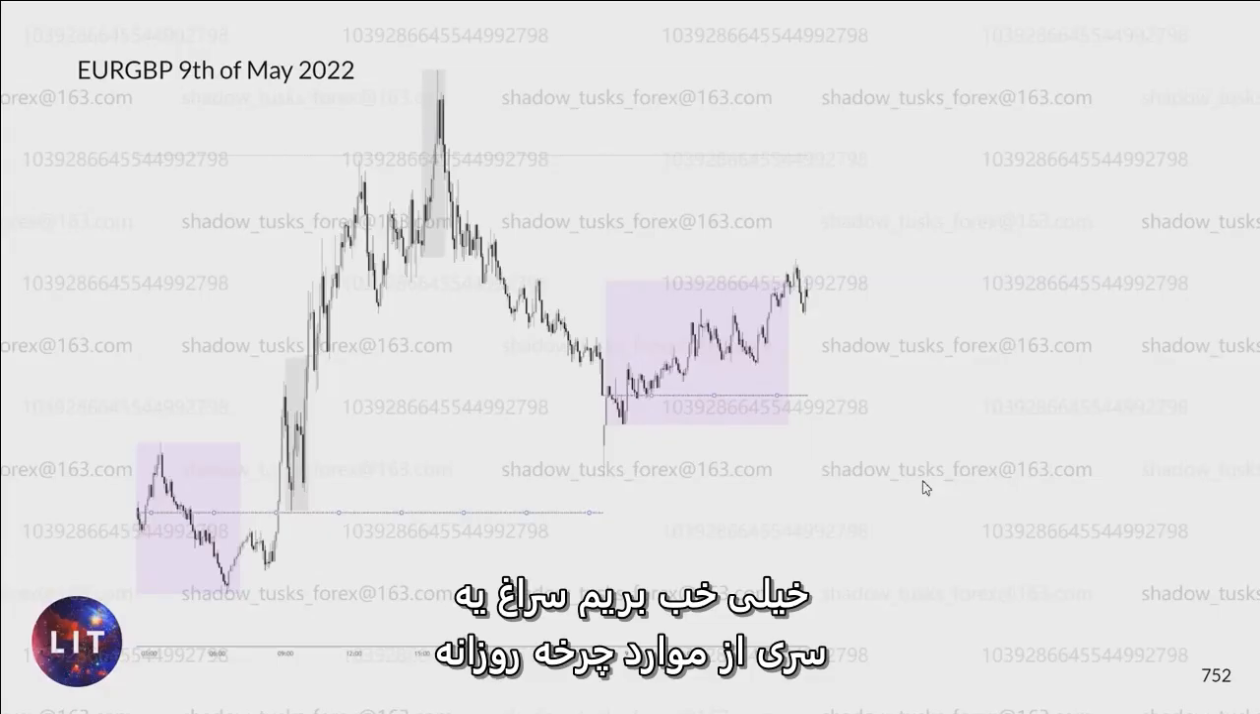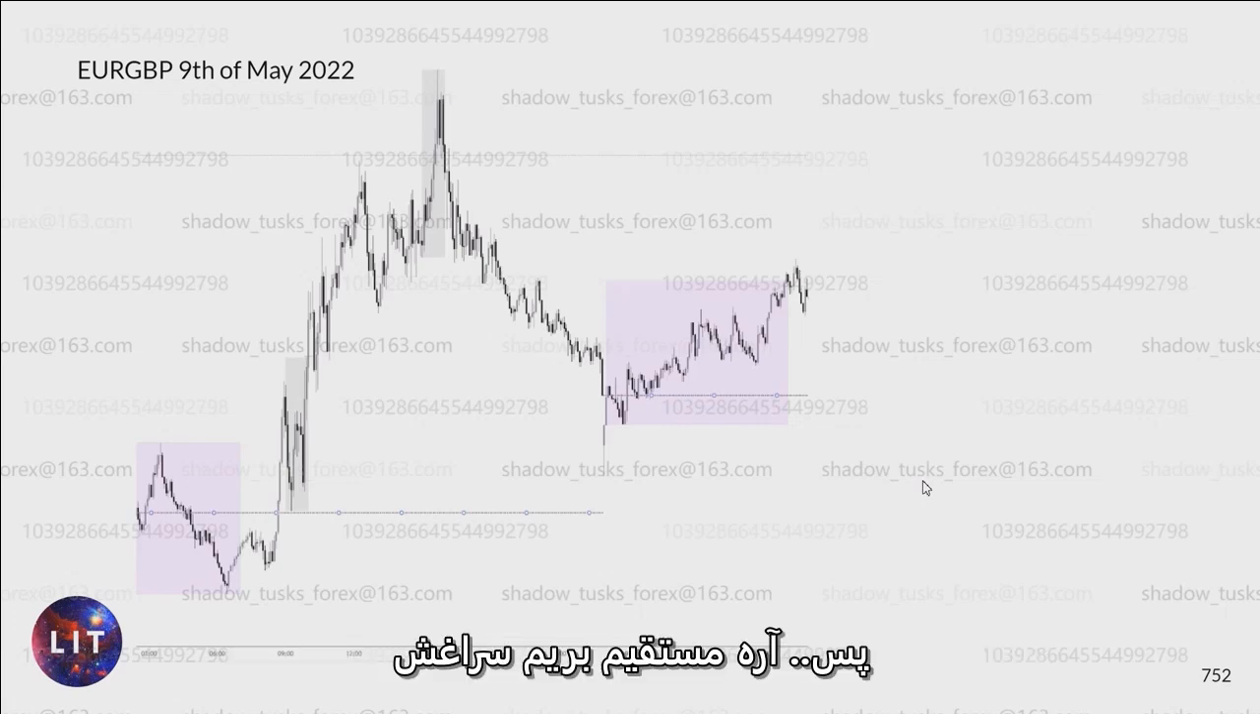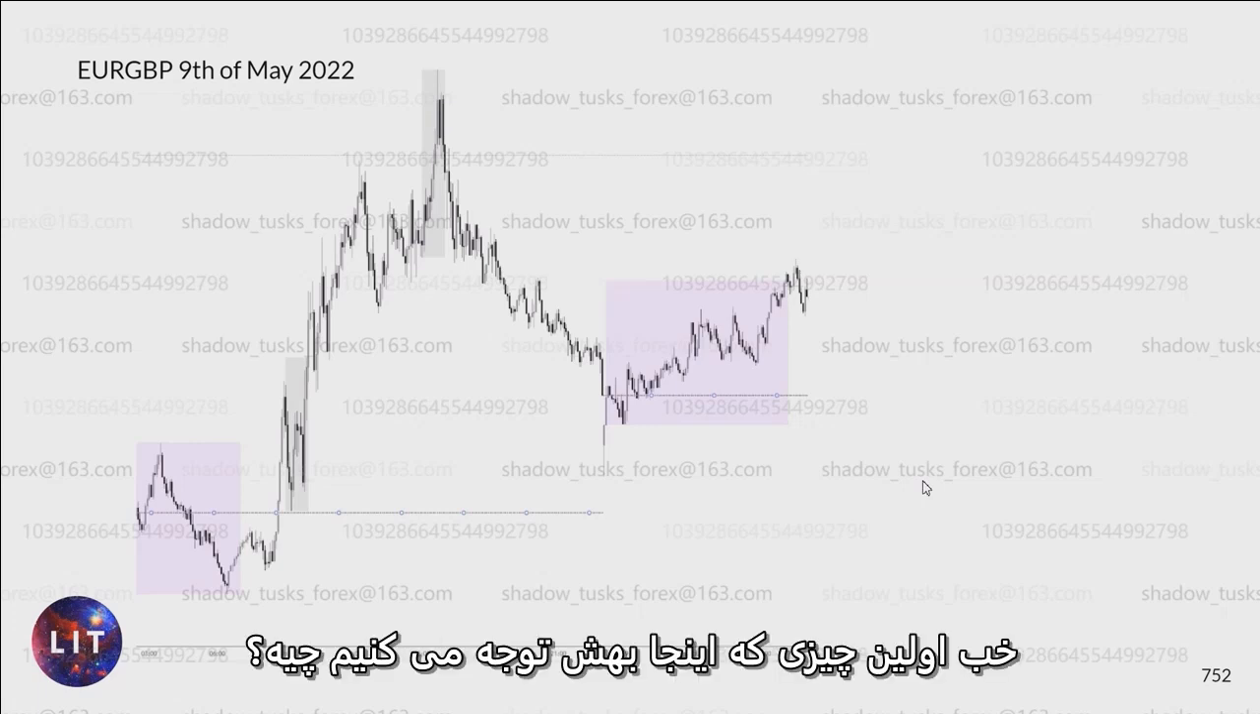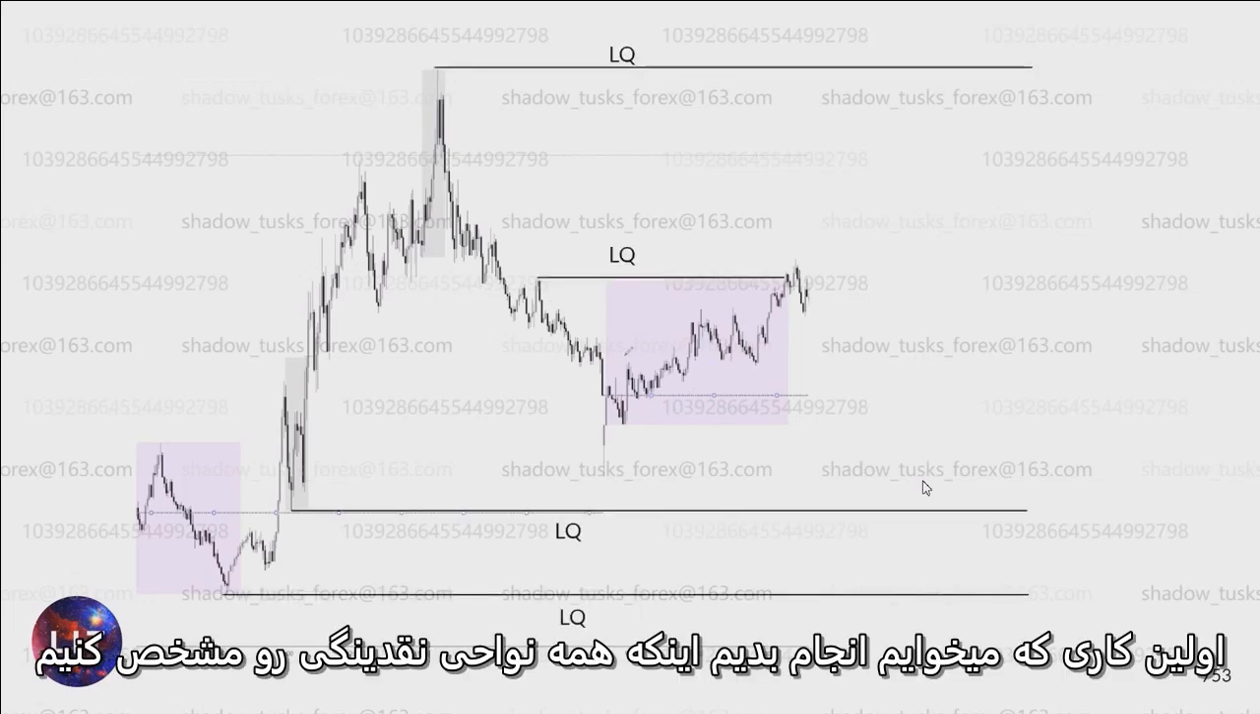All right, so let's get into some daily cycle stuff. This is from Euro GBP on the 9th of May 2022. So let's just get right into it. Coming out of this, what is the first thing that we notice? Well, the first thing that we want to do is obviously mark up our liquidity zones.